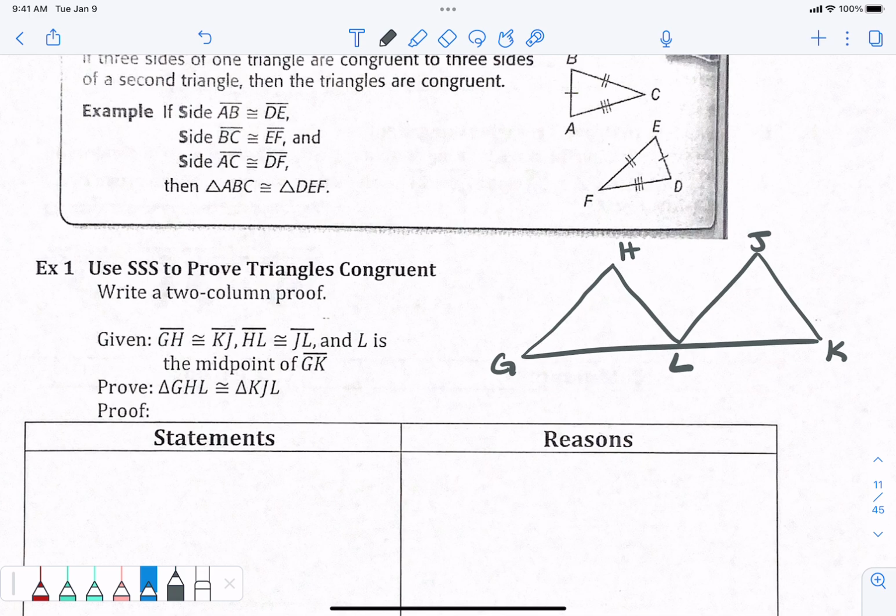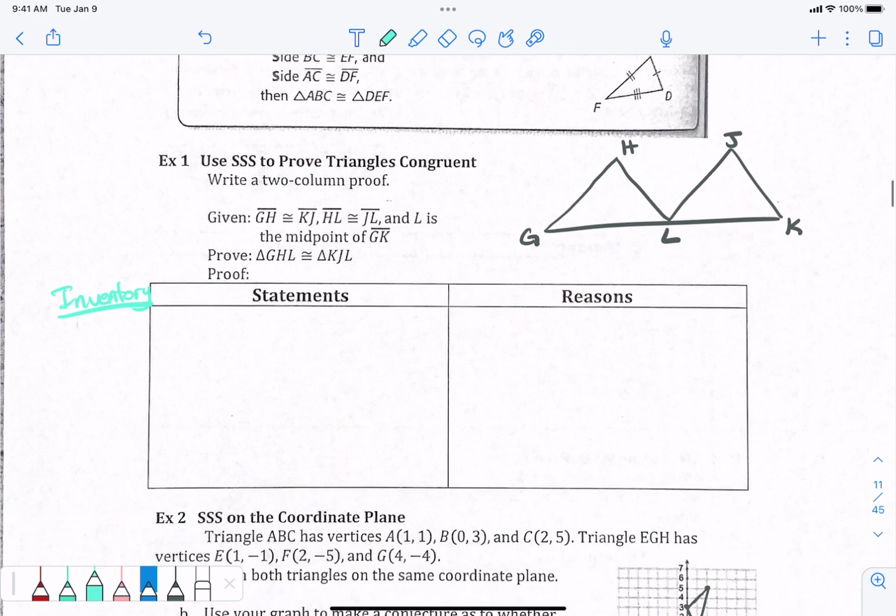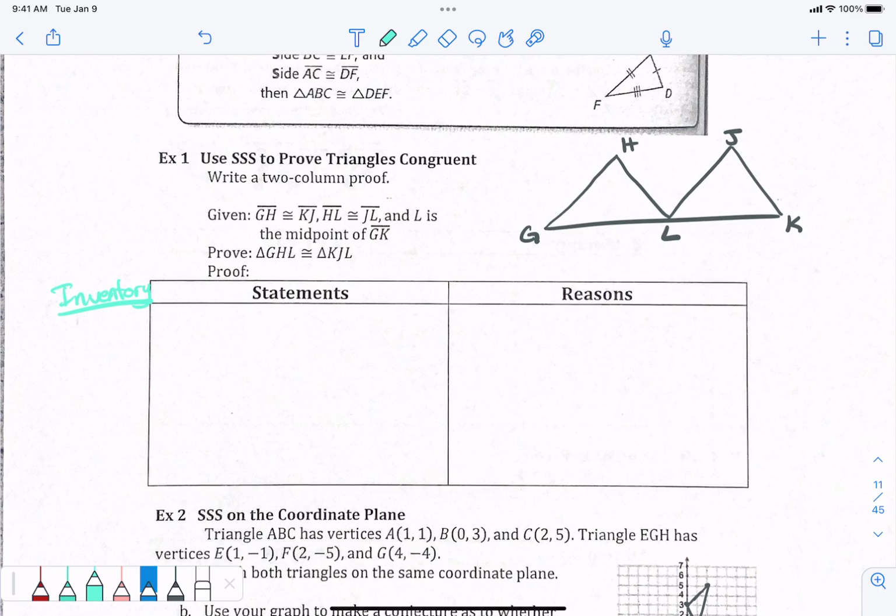Over here, when we go to do our proof, I'm going to put inventory. We always take inventory off to the side. In my inventory, I need 3 things now, not 6. Just 3 things. As we go through this, we need either SSA or we need 3 sides. The first piece of information they give me is that GH and KJ are the same as each other.